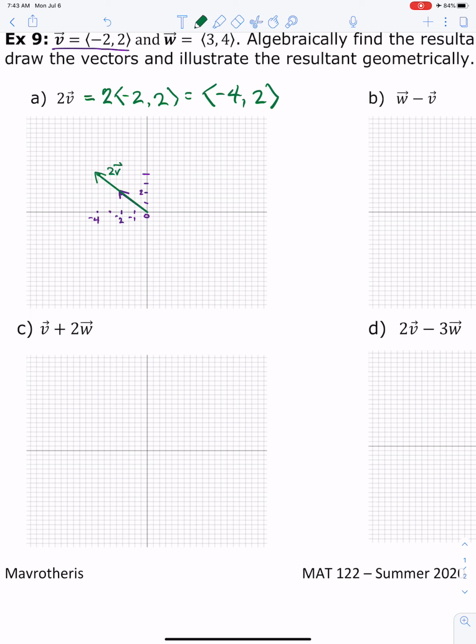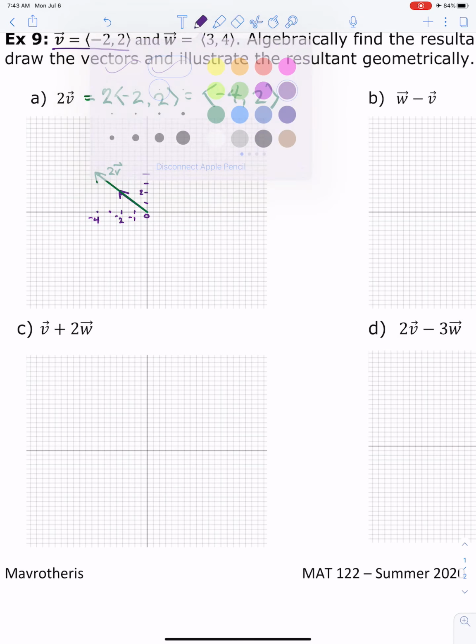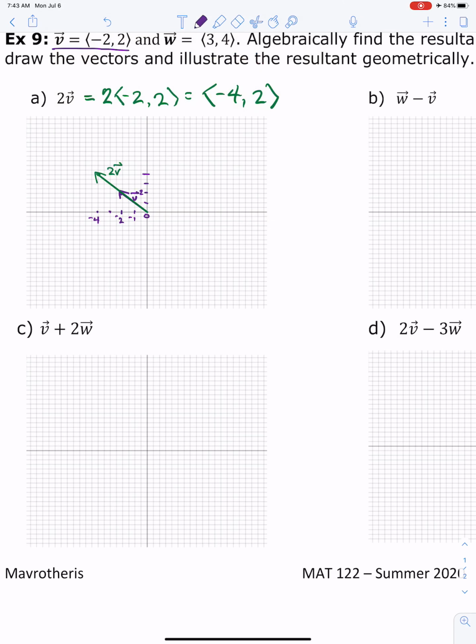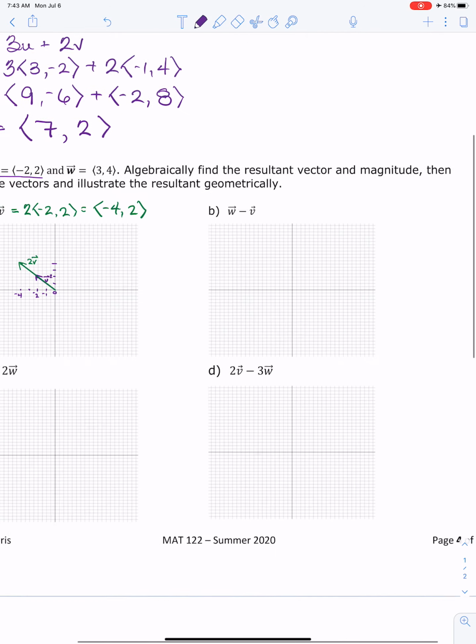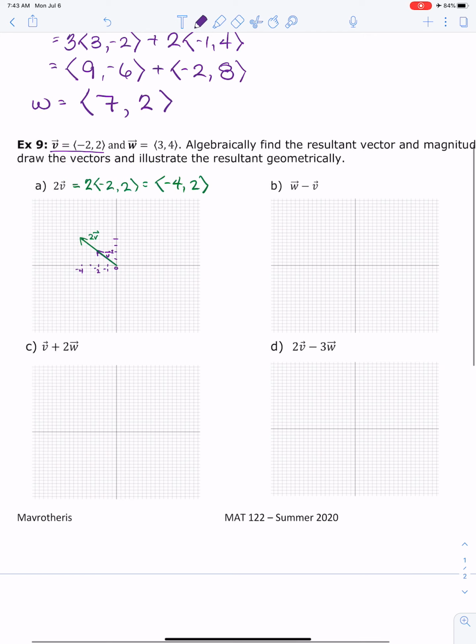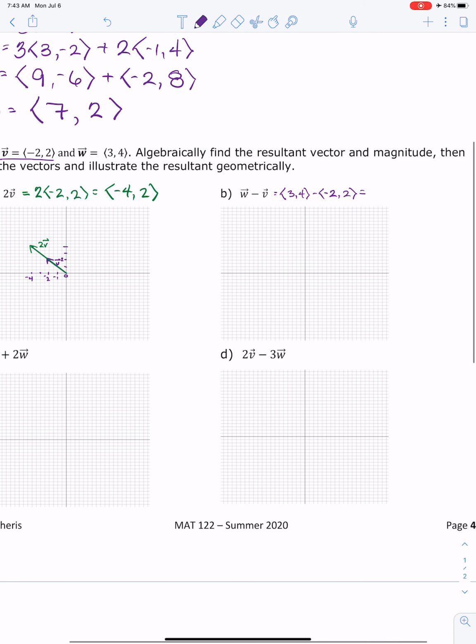And we see that 2v is just twice as long as v. Notice that it's still going in the same direction as v. Direction does not change, only the magnitude. We're doubling that magnitude. So we've got vector w, 3, 4, minus vector v, negative 2, 2. 3 minus negative 2 gives us a 5. 4 minus 2 gives us a 2.